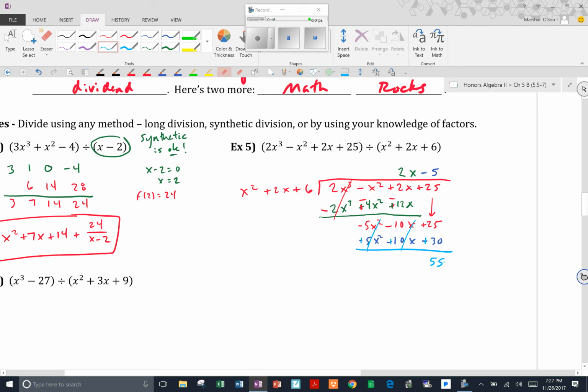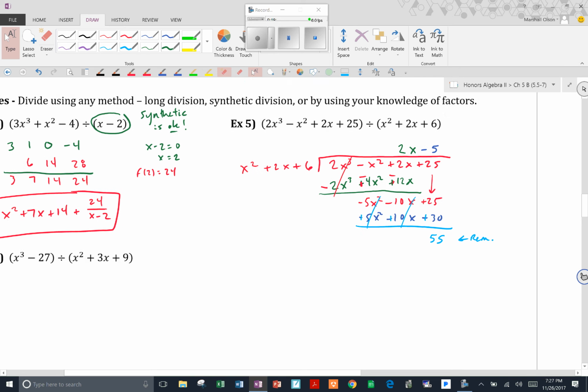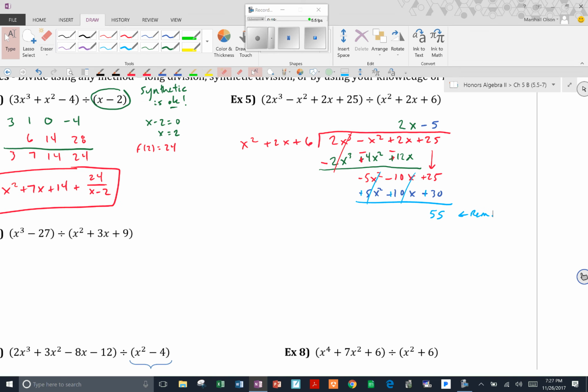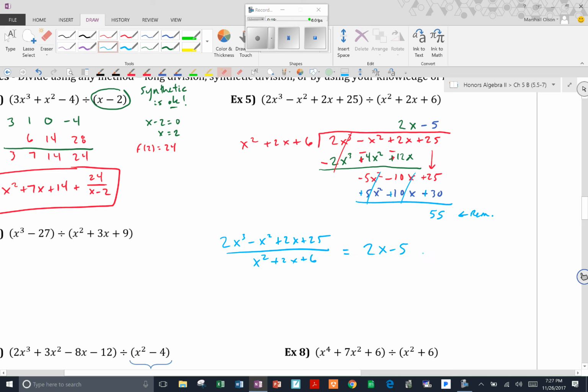This doesn't always happen where the middle term cancels out, but it happens to do that here. So this is our remainder. Okay, so I'm going to write this whole thing here: 2x cubed minus x squared plus 2x plus 25 divided by x squared plus 2x plus 6 is going to equal my quotient plus my remainder over my divisor.